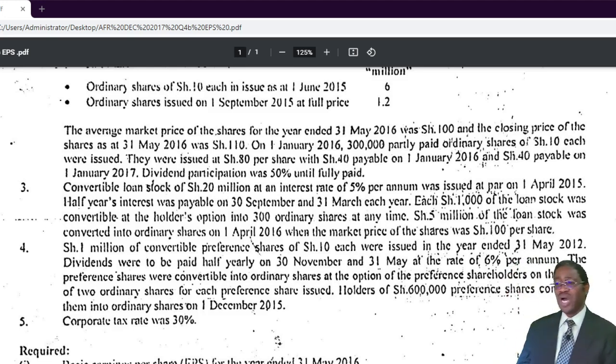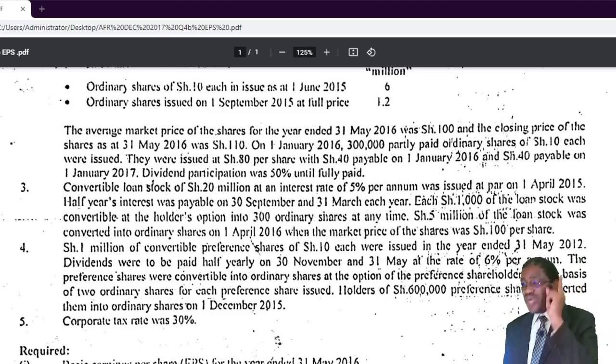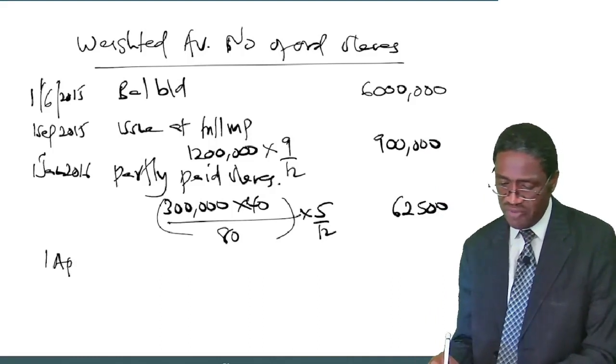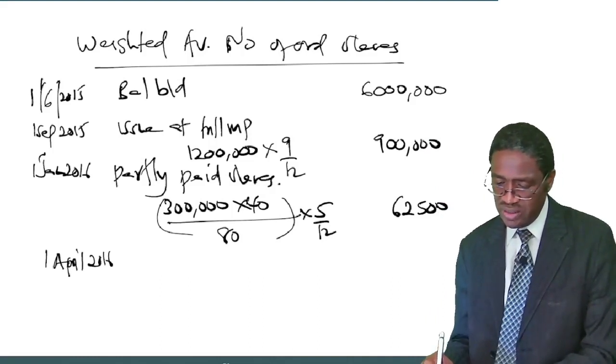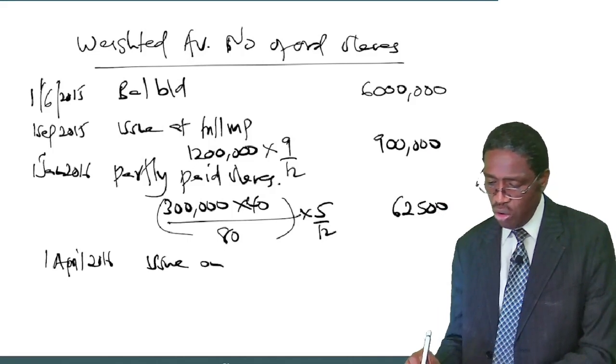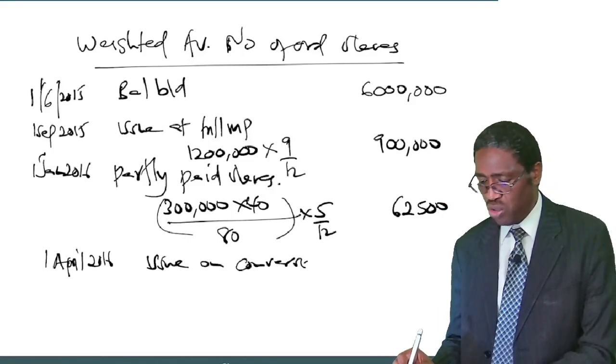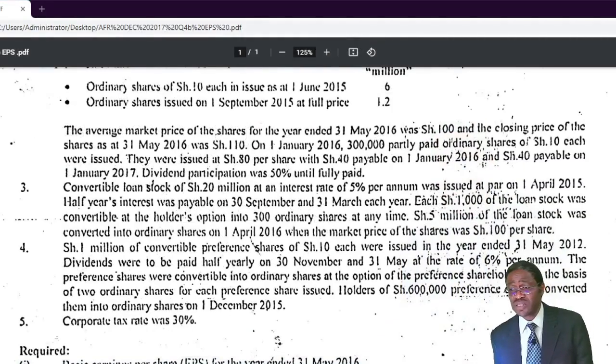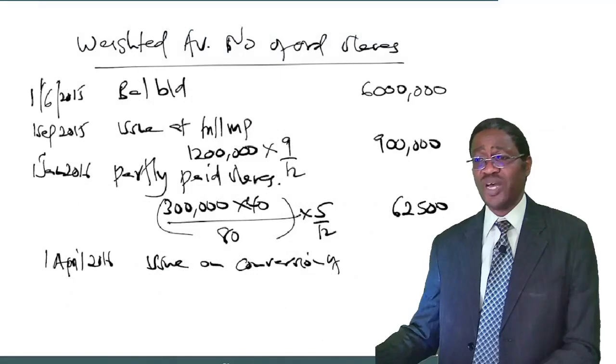So we are told, out of the 20 million, 5 million converted. For each 1,000 shillings, you get how many ordinary? 300. So let's come and say 1st April. That's when they converted. We come and say 1st April 2016. Issue on conversion of what? What is it that converted? Issue on conversion of the loan stock.